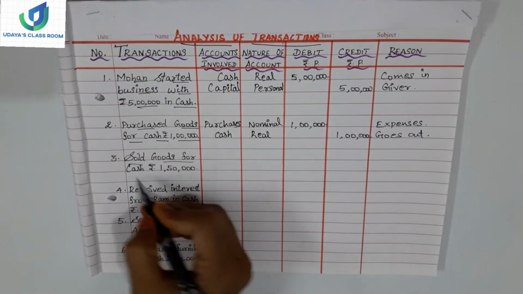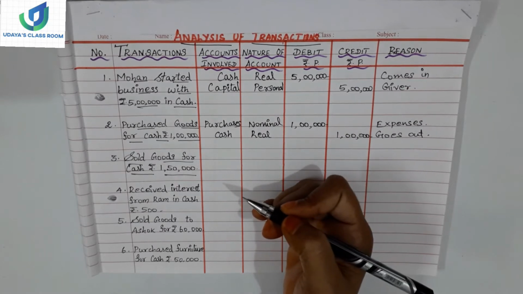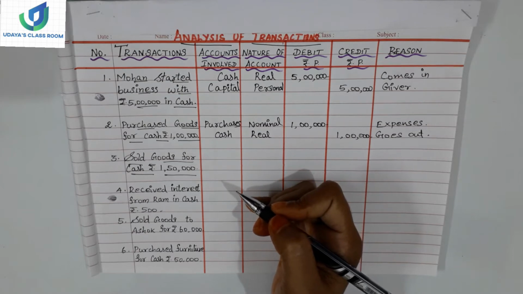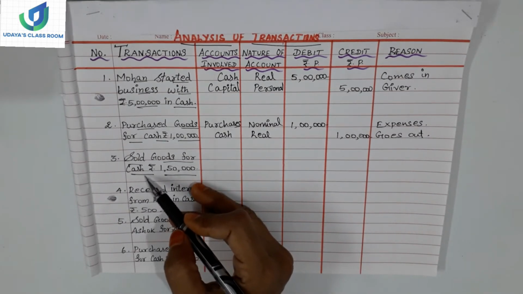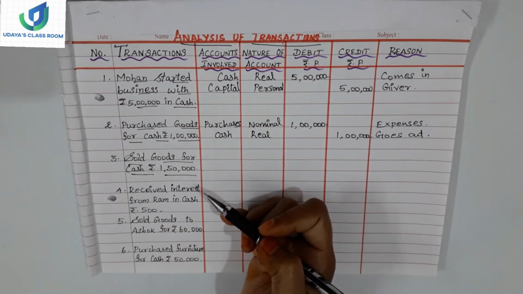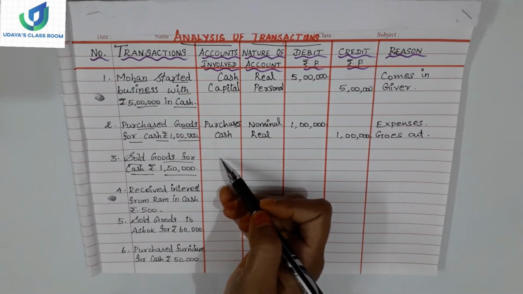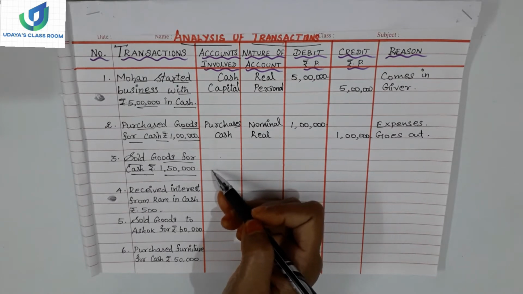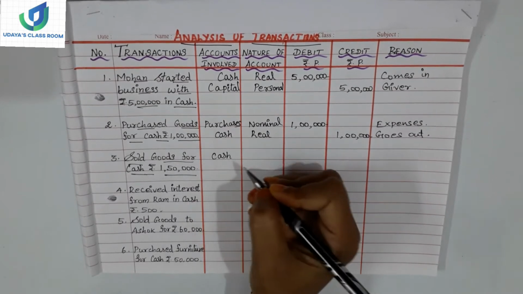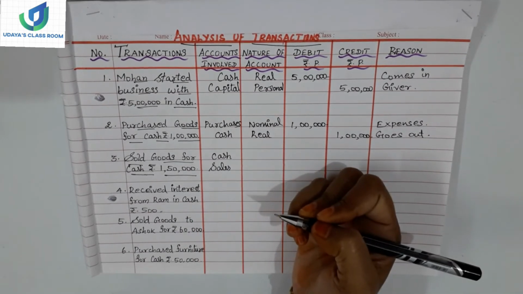Sold goods for cash rupees 1,50,000, which means we have done sales. So if we do sales, what will we be receiving? Cash we will be receiving, right? And clearly it is mentioned as a cash transaction. So credit transaction means immediately we will not be receiving cash, right? So we'll be writing the person's name. So since it is a cash transaction, we can write cash is involved in this and the sales is involved in this transaction. So let's write cash and sales. Cash and sales involved in this.